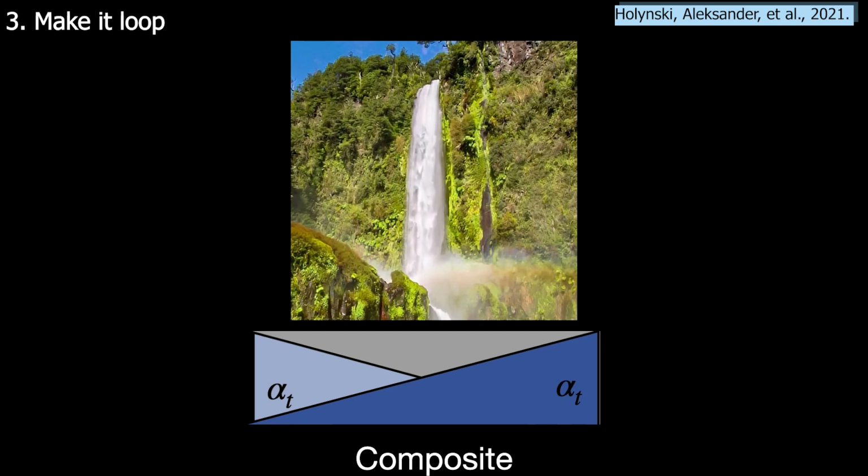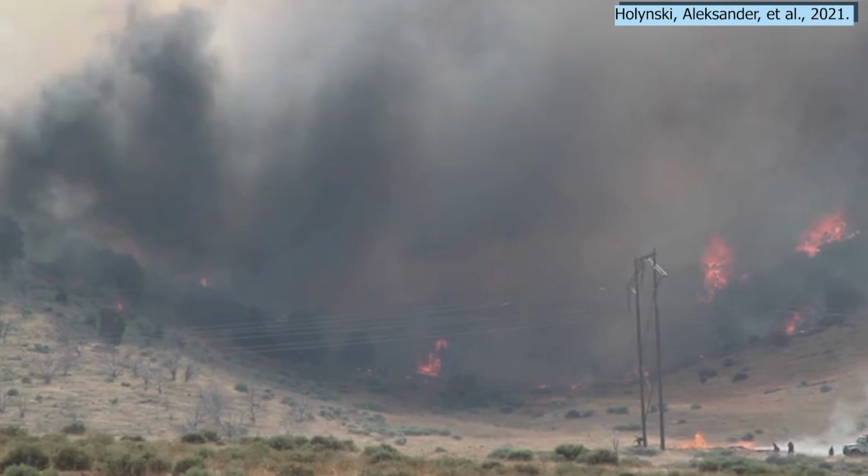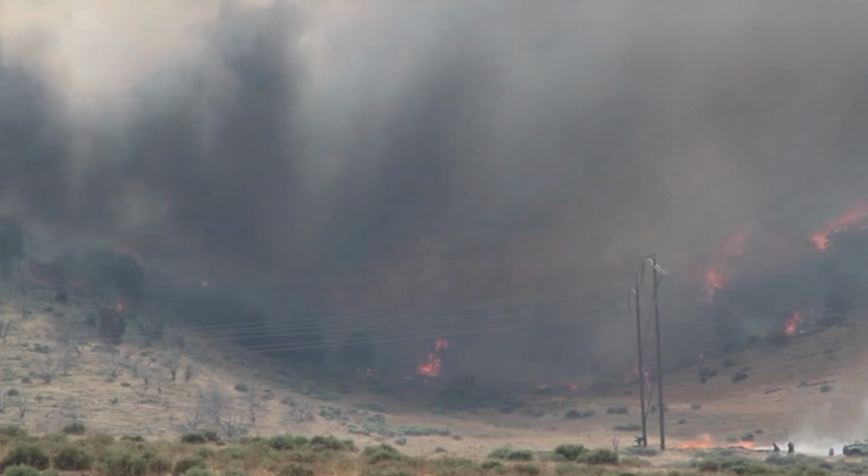Then, at inference time, or in other words, when you actually use the model, it does the same thing with only a starting frame, which is the image you give the model. And voila! You have your animated image.